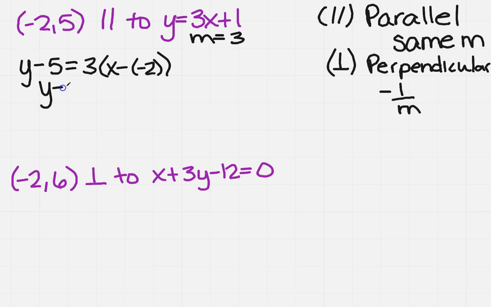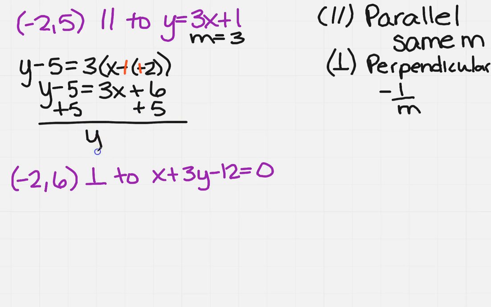So I get y minus 5 equals 3x, and then I am adding the opposite. So 3 times 2 is 6, so plus 6. I'm going to add 5 to both sides. So y will equal 3x plus 11. So this line right here is going to be parallel to the line up above.